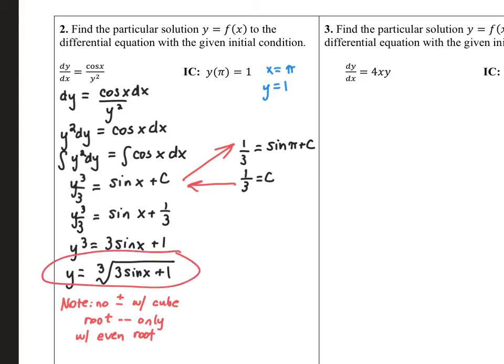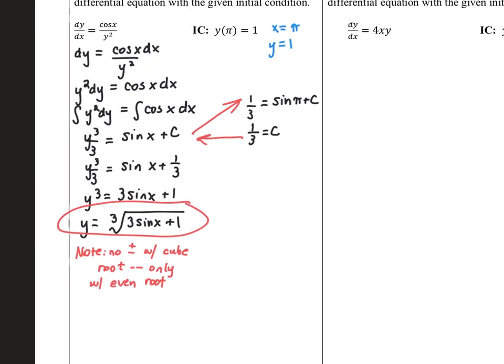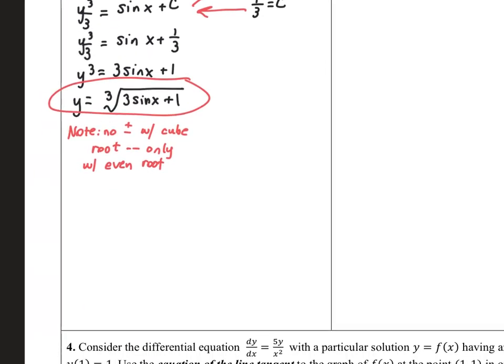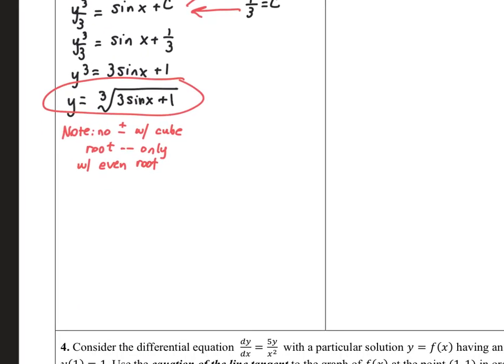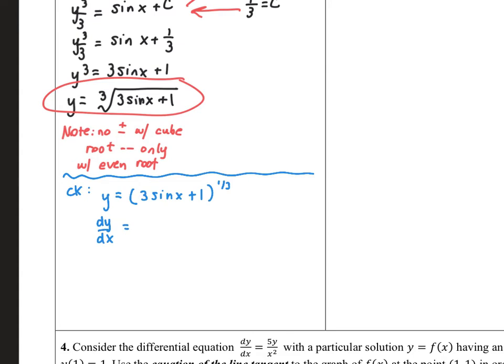Let's go ahead and give it a check like we did on the other one. So I'm going to take the derivative of the cube root of 3 sine x plus 1. That derivative is going to start off with the chain rule. Remember, what I'm trying to do is get this derivative to say the original problem, which is cosine x over y squared. And so far it looks nothing like that, so I'm going to have to clean it up a little bit. I see that these 3's are going to cross off, and I'm going to handle this negative 2/3 power by putting it down in the denominator.